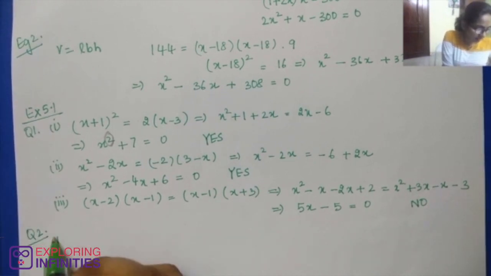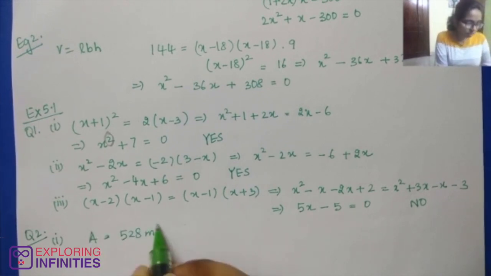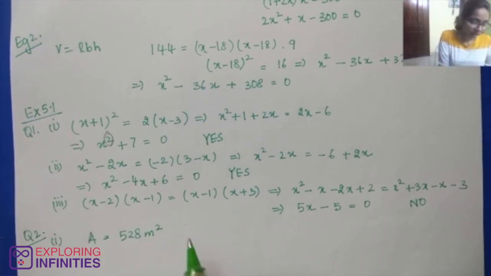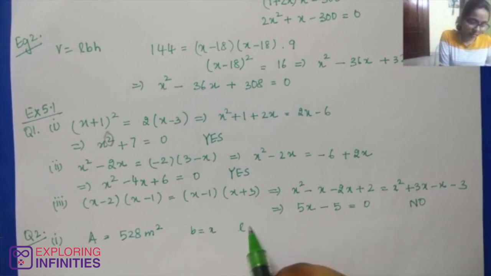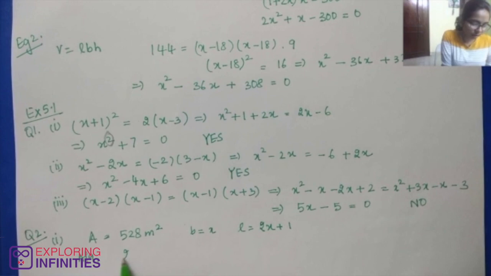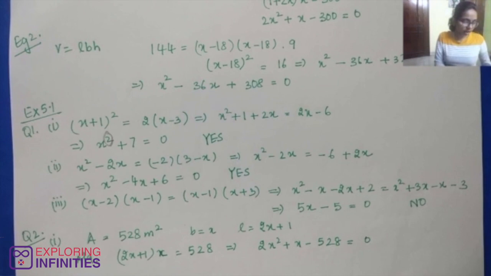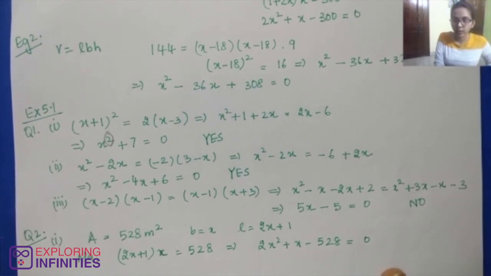So it says that the area is 528 meters square, and the breadth, again, is x, L will be 2x plus 1. So according to the question, if I simplify it, I have (2x plus 1) multiplied by x equal to 528, which gives me 2x square plus x minus 528 equal to 0. So I have this quadratic equation with me.